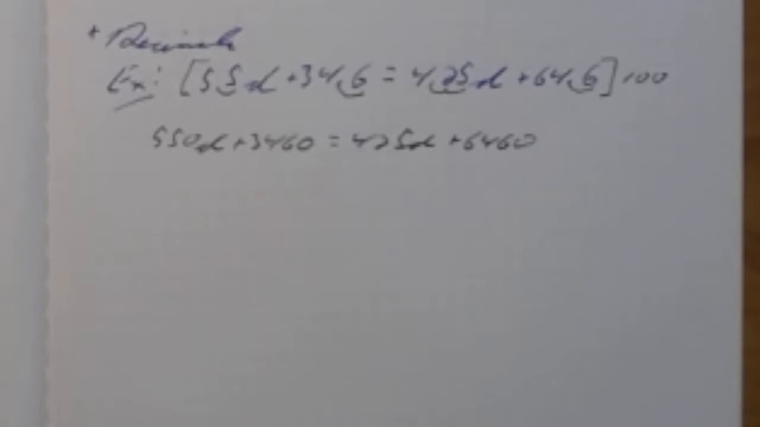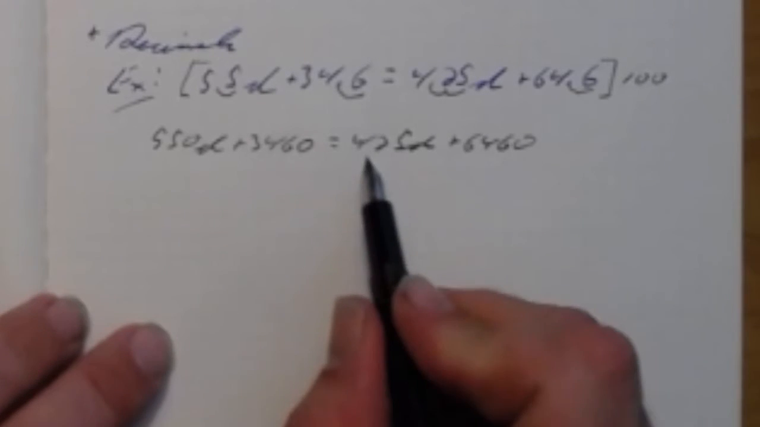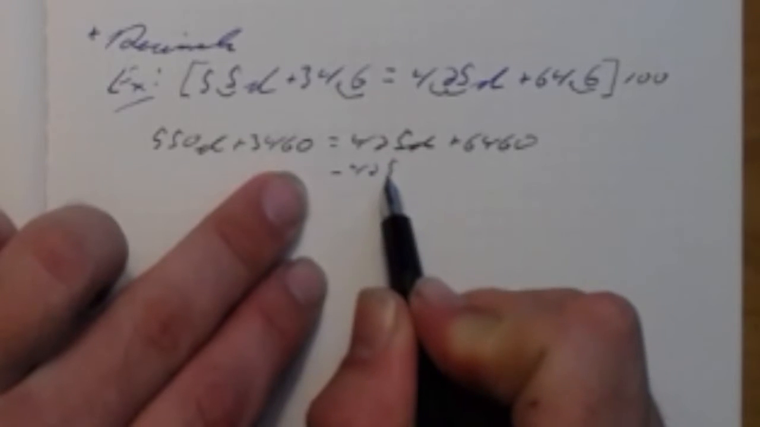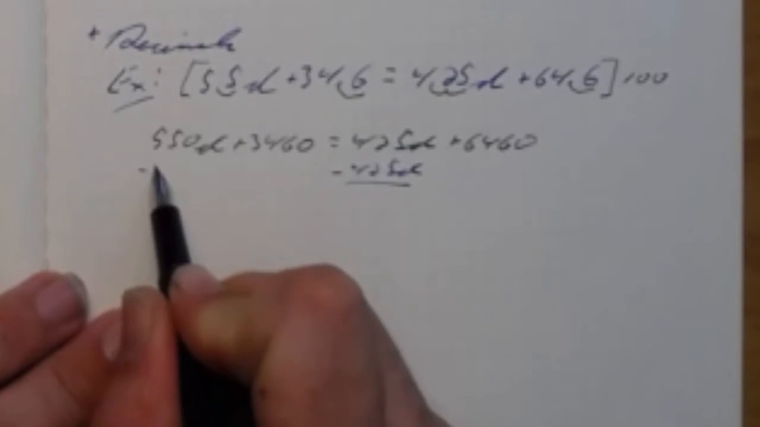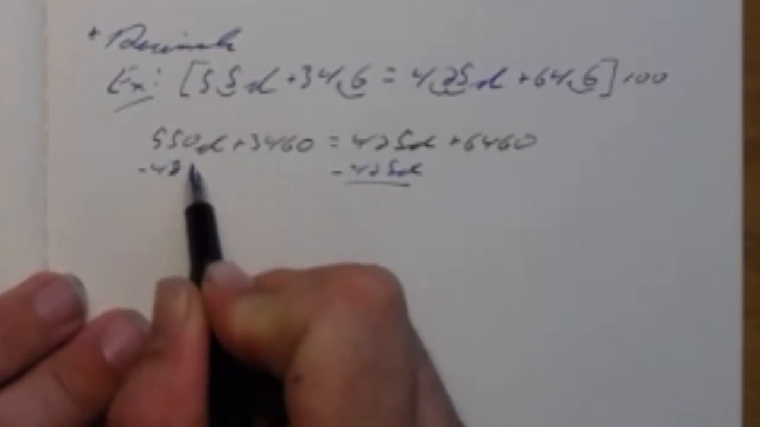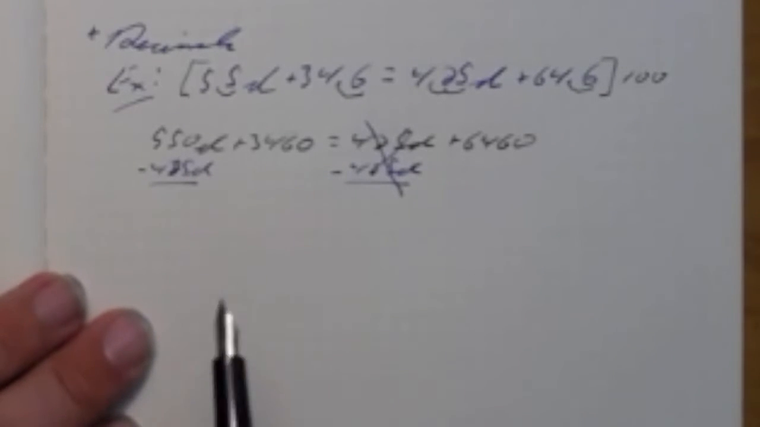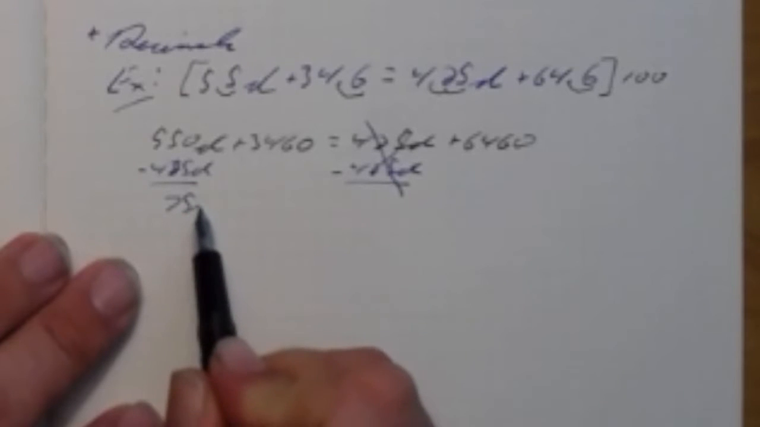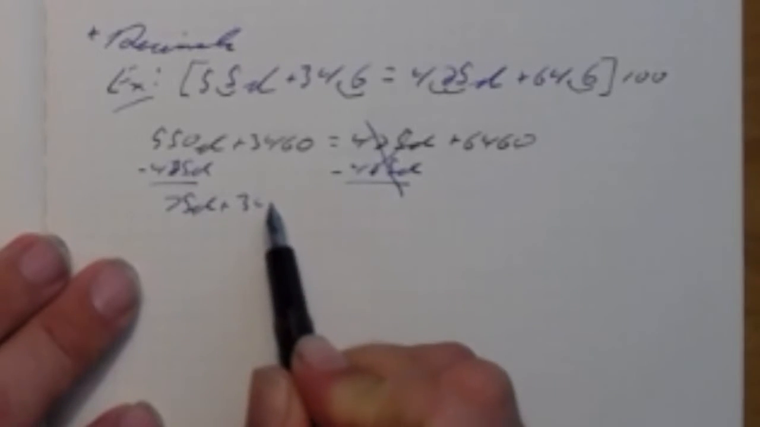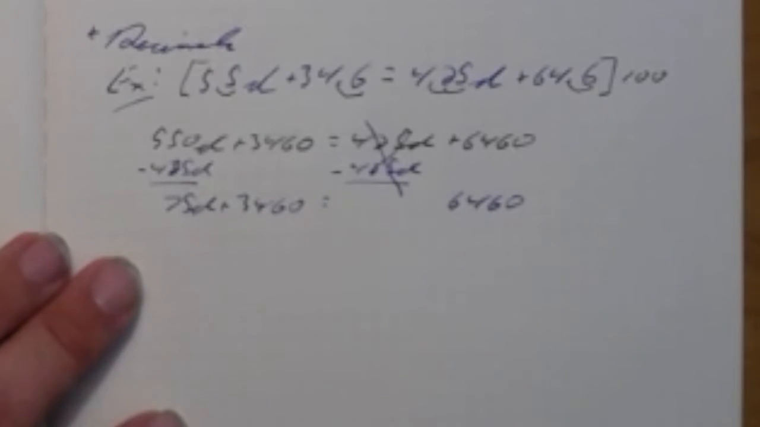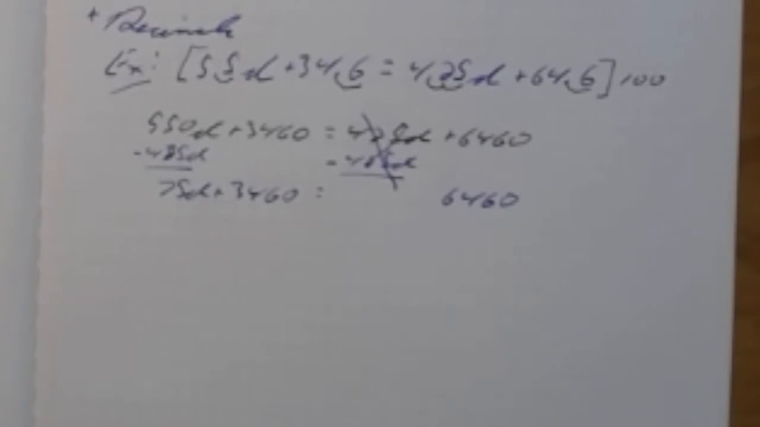At this point, I'm going to approach it as I would all of my problems. I want to make sure that my variable term is positive and always positive. I'm going to accomplish this by moving the small term first. So I subtract 425D from both sides. I'm going to remember that I can only subtract D's from D's, and I'm going to get 75D plus 3460 is equal to 6460.